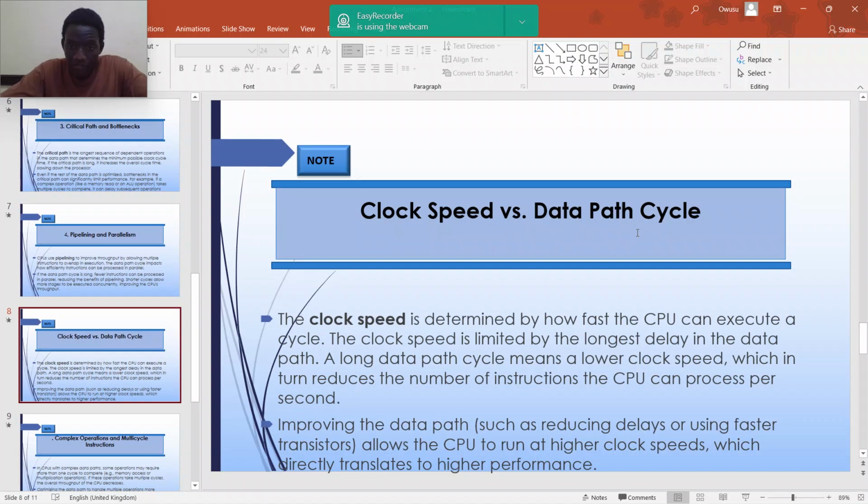Five. Clock speed versus data path cycle. The clock speed is determined by how fast the CPU can execute a cycle. The clock speed is limited by the longest delay in the data path. A long data path cycle means a lower clock speed, which in turn reduces the number of instructions the CPU can process per second.